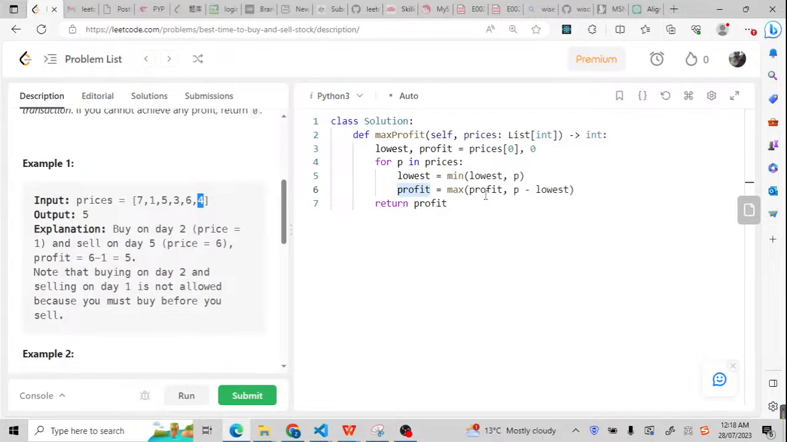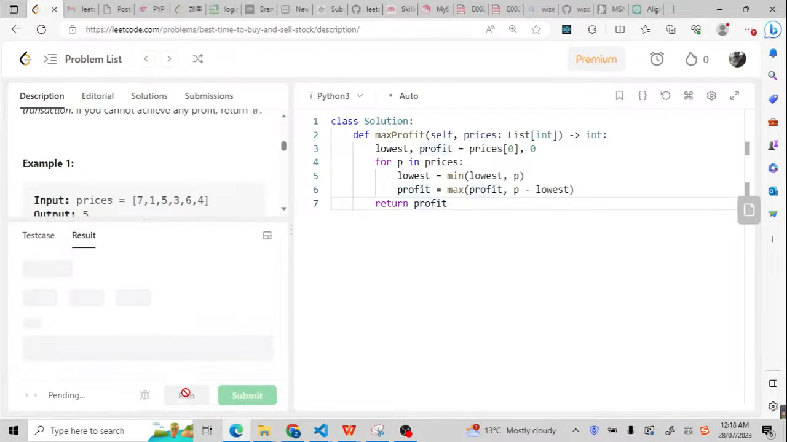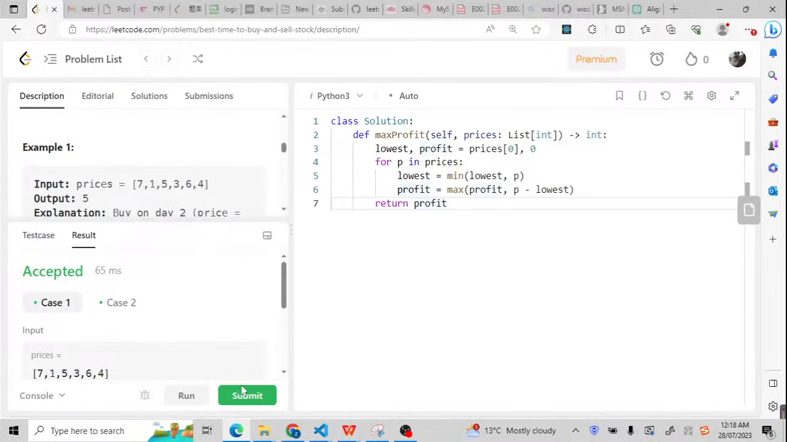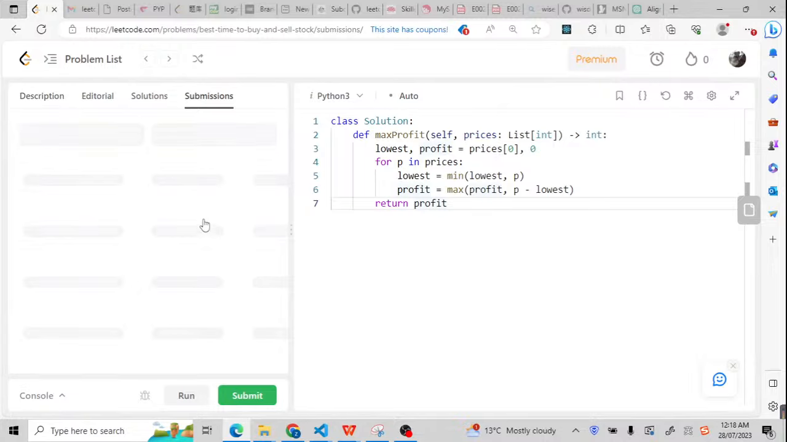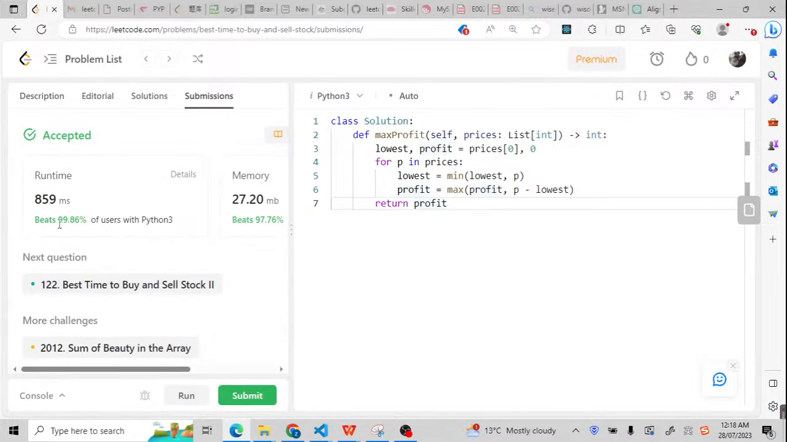So basically, this is the entire code. Now let me run it to check if it works all right. Yeah, it seems okay. Now let me submit it to check if it can pass all the testing cases. Yeah, as you can see, it can pass all the testing cases and it's pretty fast. It's like 100%.